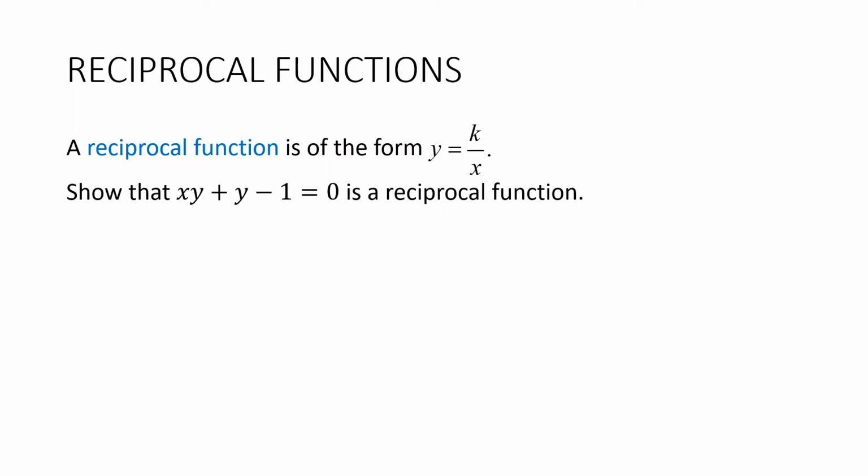So let's show that xy plus y minus 1 equals 0 is a reciprocal function. This is just going to involve us making y the subject. So I'm going to move this negative 1 over the other side. So xy plus y is equal to 1. And then I'm going to factorize the y out here. And then finally divide both sides by x plus 1. And I've got y is equal to 1 over x plus 1, which is indeed a reciprocal function.